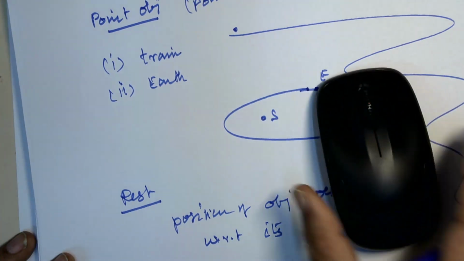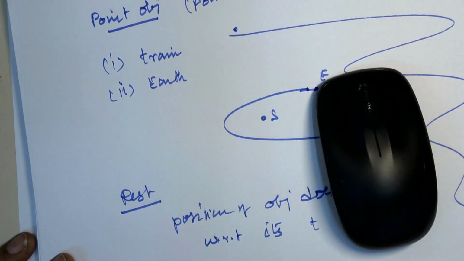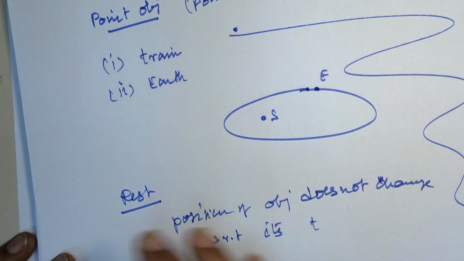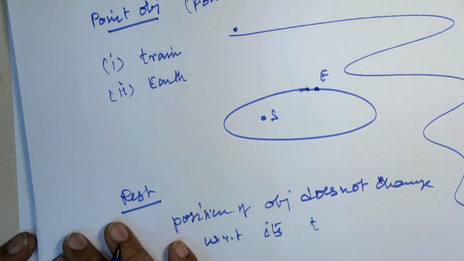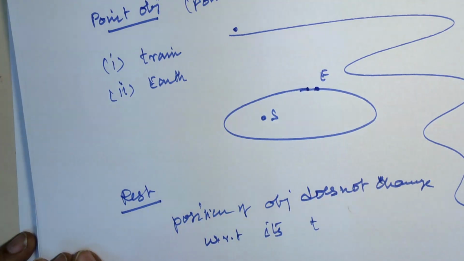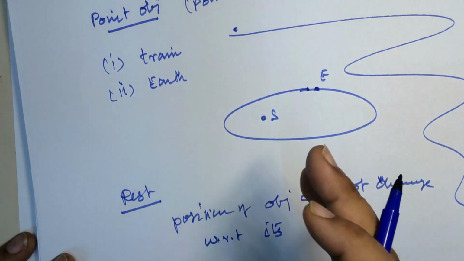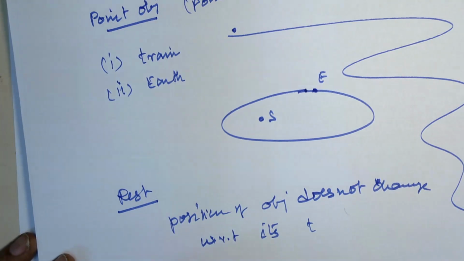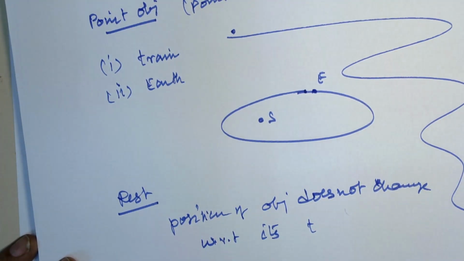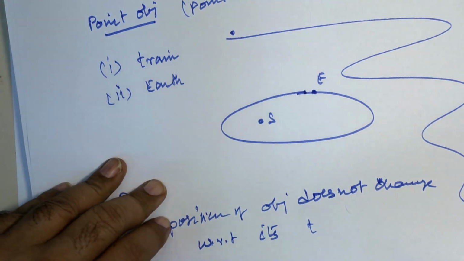For example, this mouse is at rest, but it is based on the time. After some time, I may keep this aside. Now it has displaced. So it means these are all based on the time factor only. Similarly, a person sitting on a chair or a book lying on a table, apparently they are at rest, but the time alone decides the position.